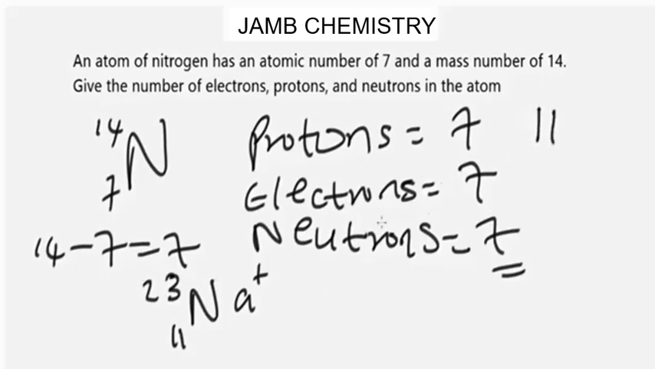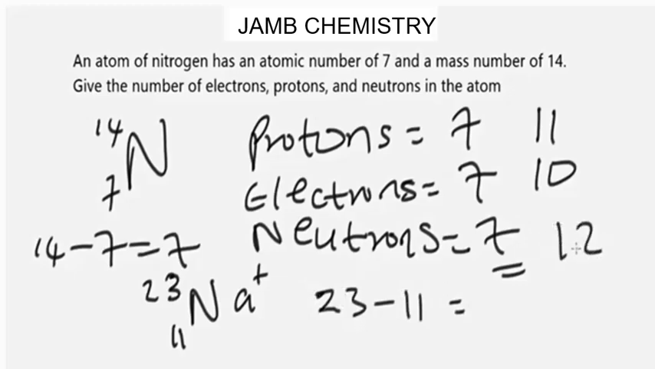The number of electrons in sodium will not be 11. Take note, guys, it will not be 11. The number of electrons in the sodium ion will be 10, because this plus sign shows that sodium is releasing or donating 1 electron. The number of neutrons for sodium is 23 minus 11, which gives 12. So this will be the number of neutrons in this charged atom. Take note of this.